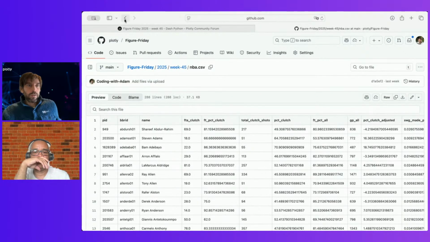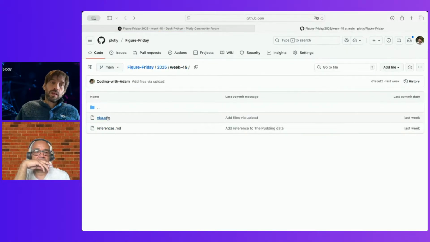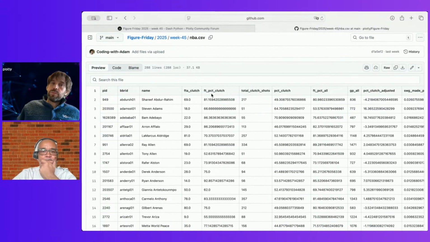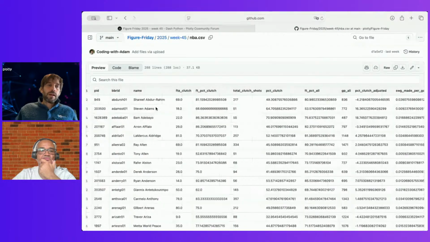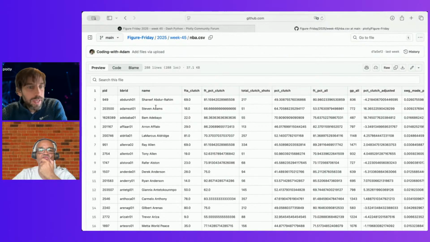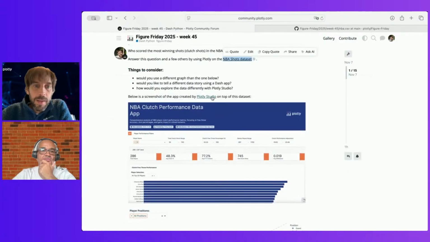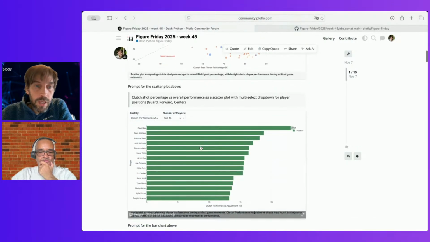I also want to give credit to the Pudding GitHub repository, where this comes from. Here you can see the percentage of clutch shots made, and the total, which I think is attempts, and so on. You have the name of the player, and I guess their ID. So this is a data set, and we have some examples here from Plotly Studio, which I created very briefly and quickly.